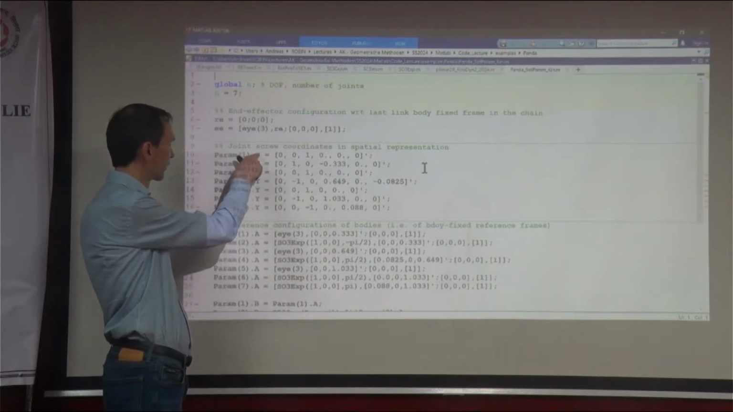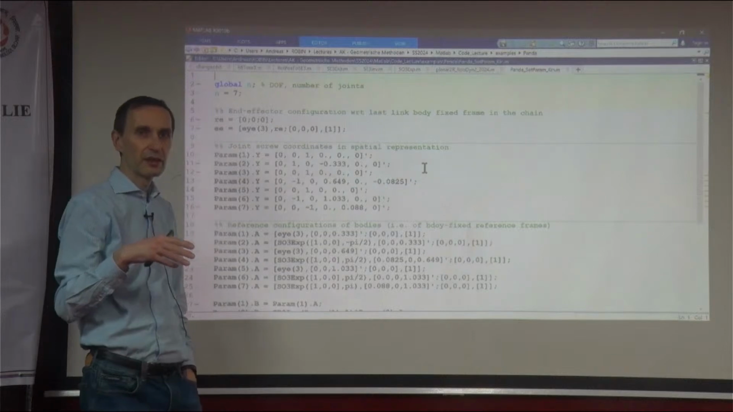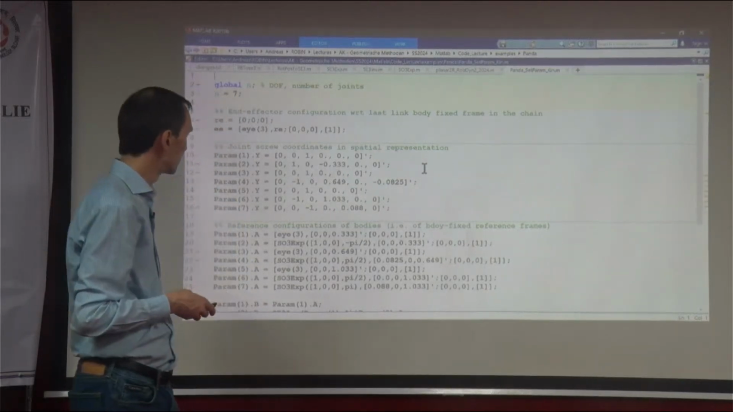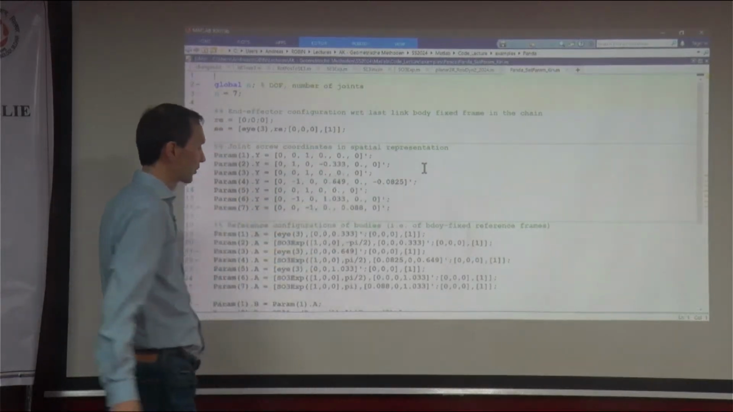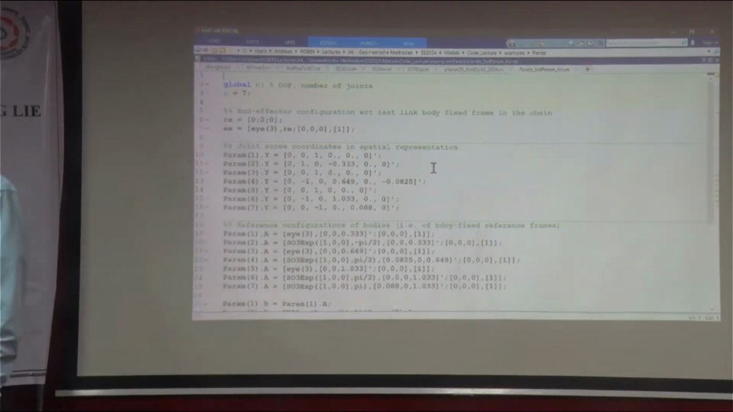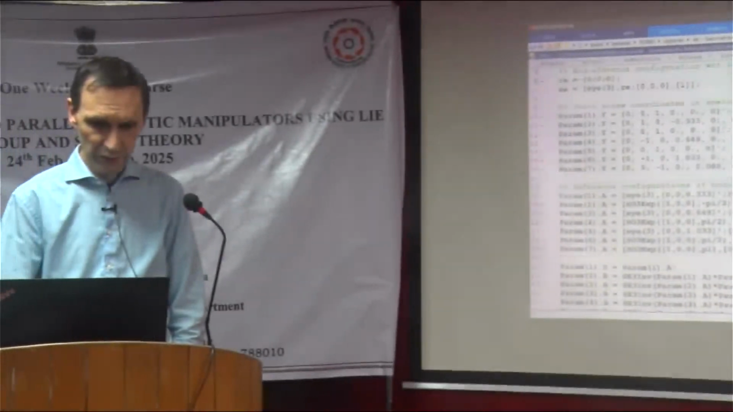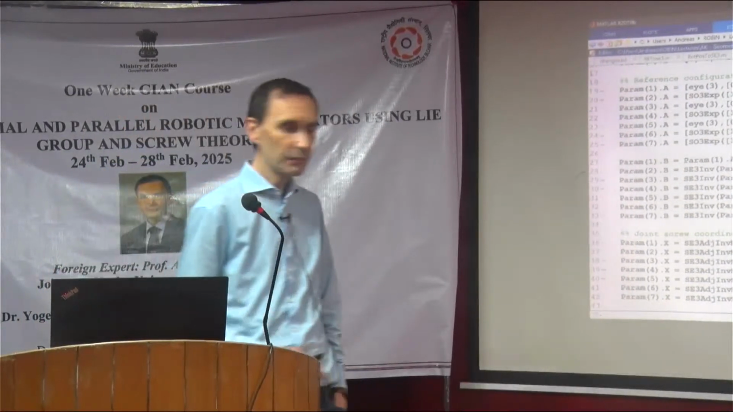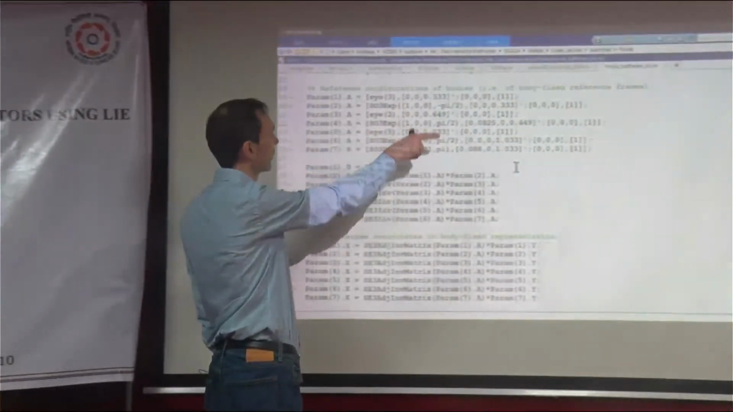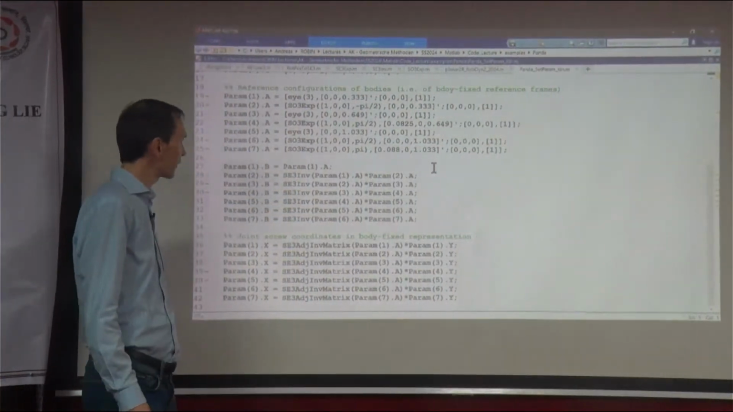So we have, for the 7 joints, we have the spatial screw coordinates implemented, and this comes from what you read off the data sheet. And then, of course, we have the reference configurations with respect to the inertia frame. So this is actually.